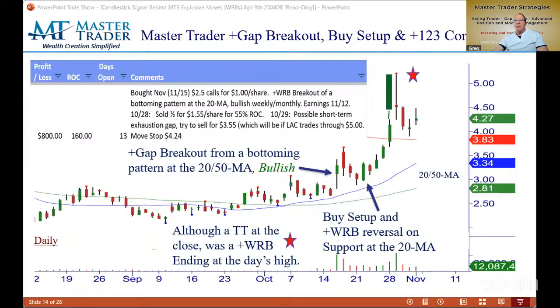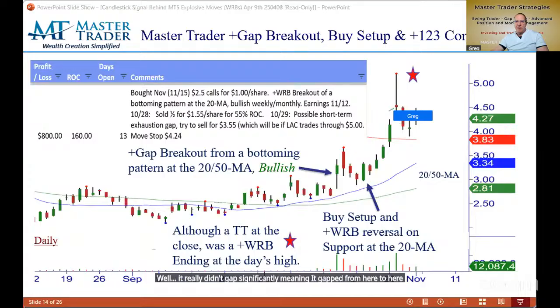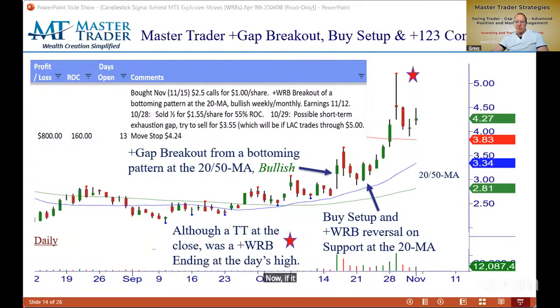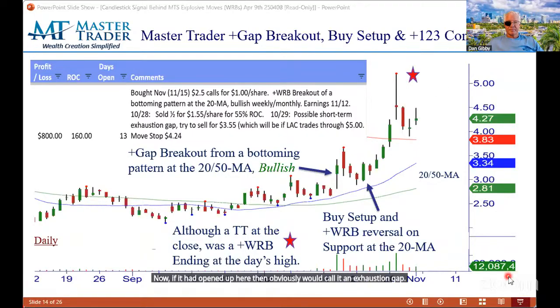Why is it an exhaustion gap, not a continuation gap, as it has gone up that much? Well, it really didn't gap significantly, meaning it gapped from here to here, which really is not a big deal. I mean, it's up a bunch. And then this communicates that traders bought the dip into the prior day's high area. Now, if it had opened up here, then we obviously would call it an exhaustion gap, because the gap is so big. Right. And that's why we said possible.